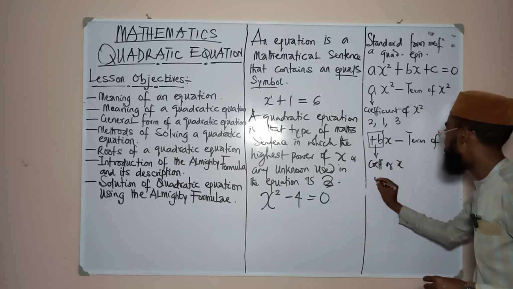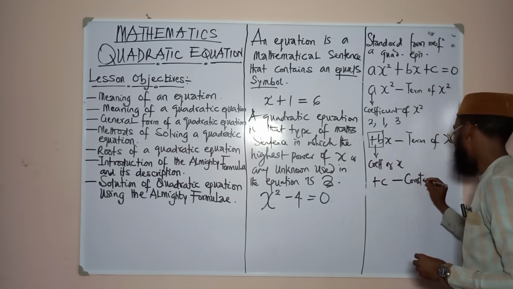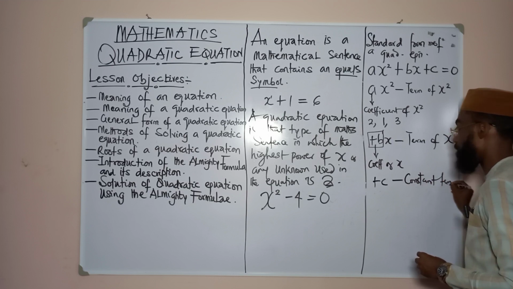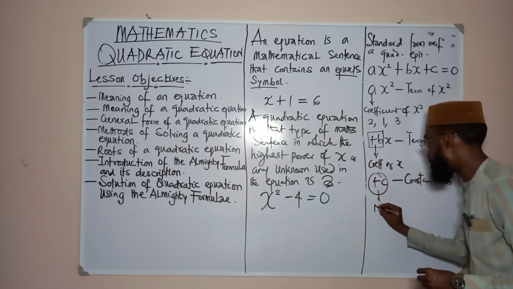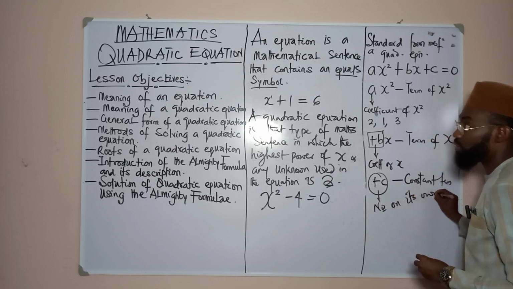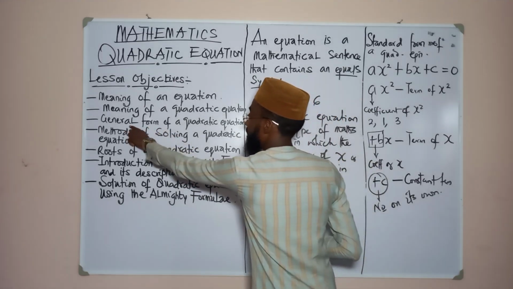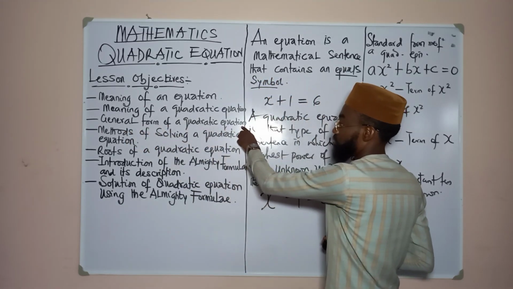And then the last term, which is plus c, we call this the constant term. And what is the constant term? It's just a number that stands on its own. A number on its own. Okay, so with that, we have rounded off with the general form of a quadratic equation.